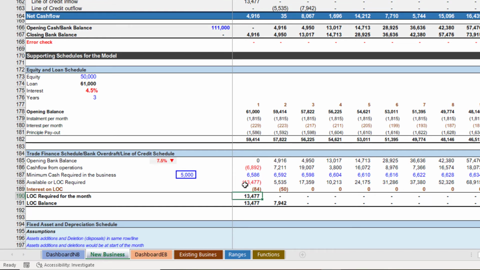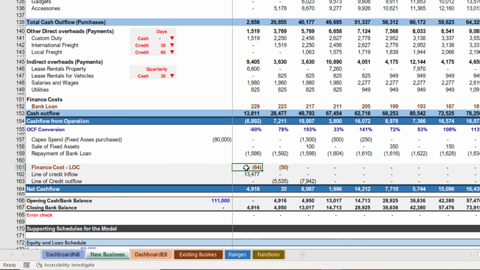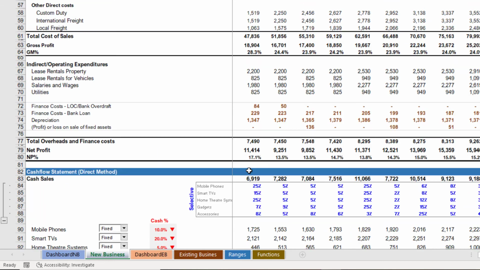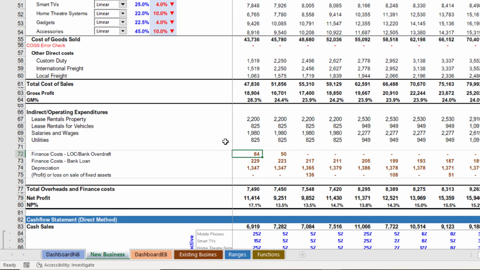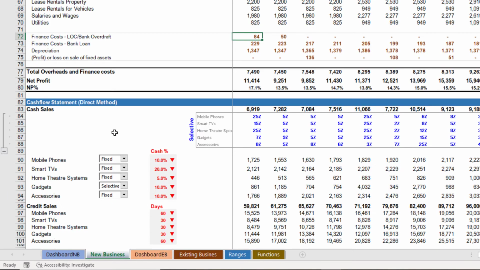So here the amount we borrowed in the month of January is 13,477, and that would be the LOC balance, and on that we will be paying interest based on this percentage of 7.5. So in the month of January we had a LOC from bank 13,477, and on that 7.5% per month would be $84 our interest, which is linked here everywhere. You can see it in the P&L as well. So the more loan or interest you take, your profitability will be affected, right?